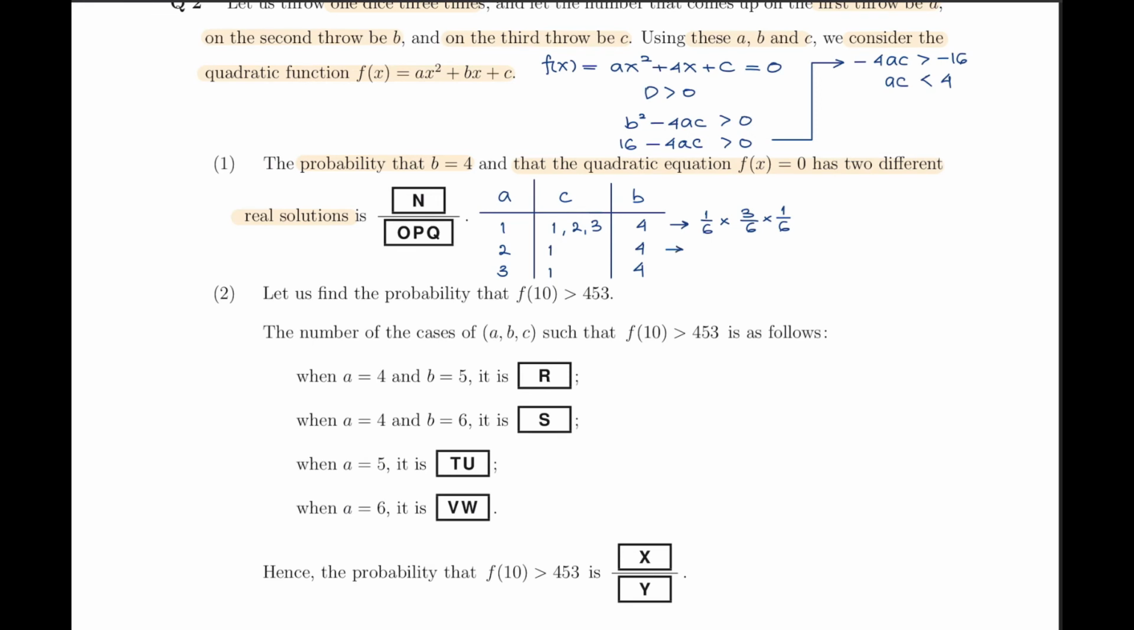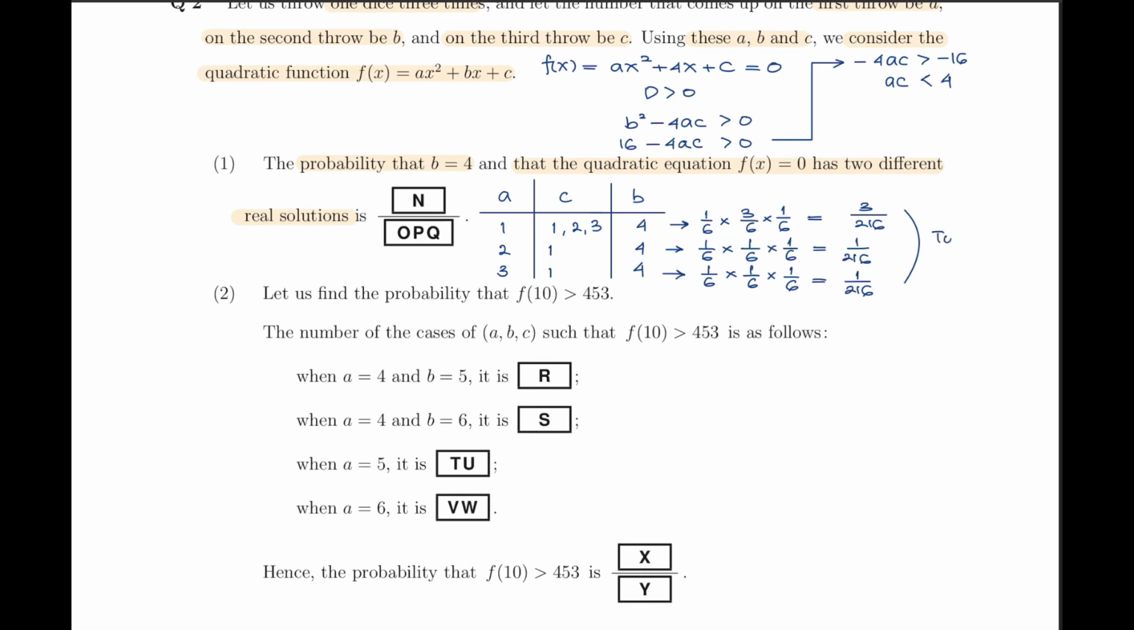If we apply this to the second and the third row, I will get 1 over 6 times 1 over 6 times 1 over 6. And then the last row is also 1 over 6 times 1 over 6 times 1 over 6. This is 3 over 216. This is 1 over 216. This is also 1 over 216.